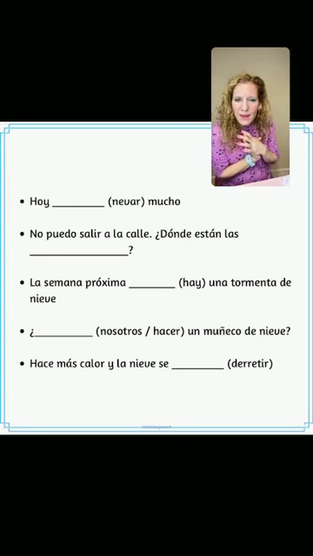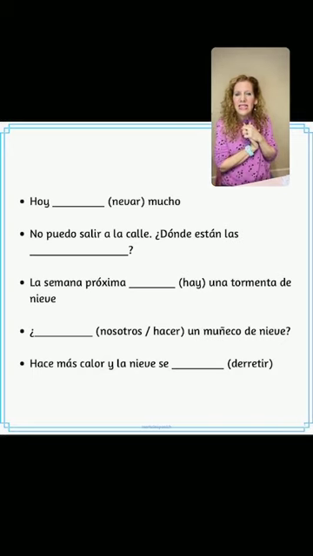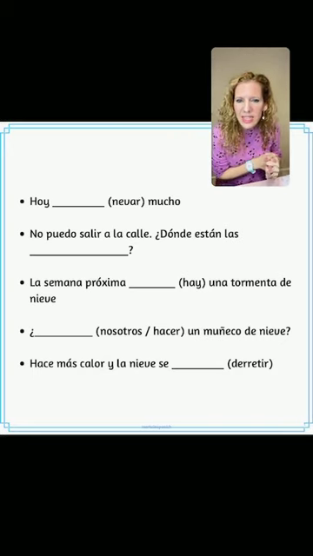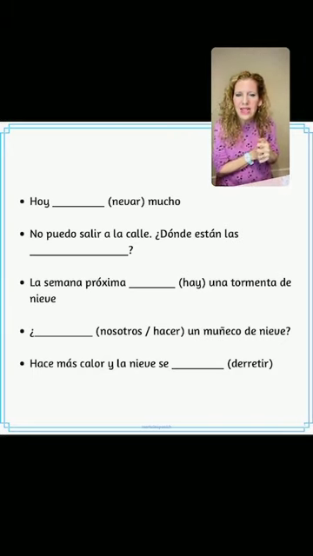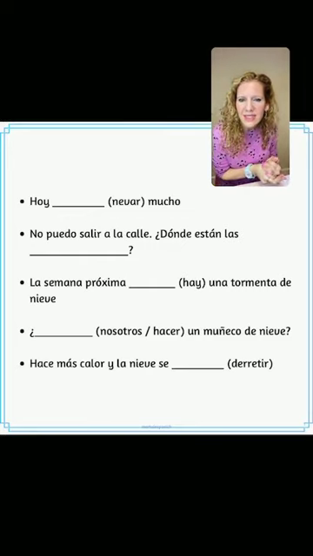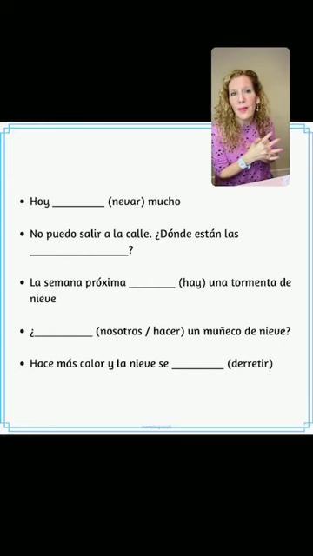Why not haré? Haré is to do. So it's not the same. Okay? It's habrá. I will do, yo haré. So haré is from the verb hacer. Okay? And this is haber.